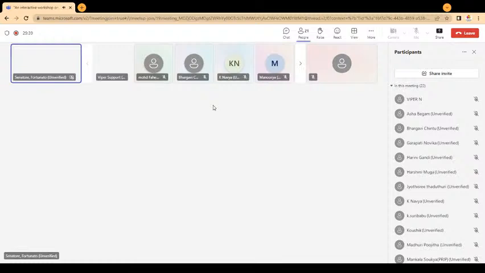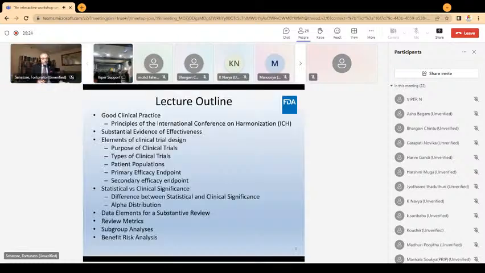Then I'll talk about data elements for a substantive review, some review metrics, subgroup analyses, and ultimately the benefit risk analysis, which is the determinant factor in how a drug is approved.